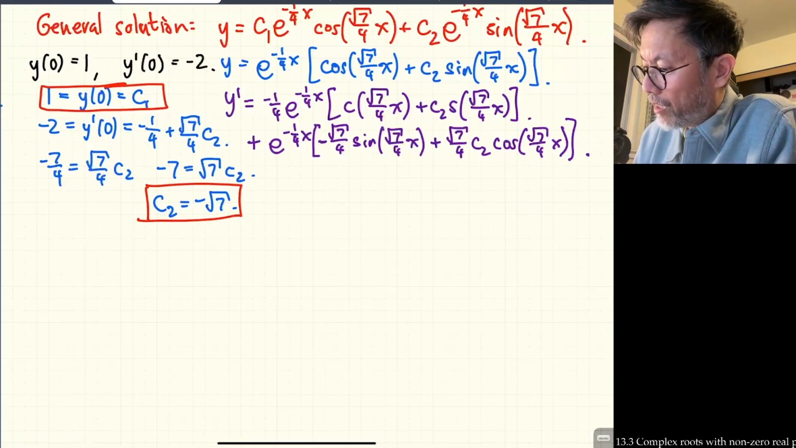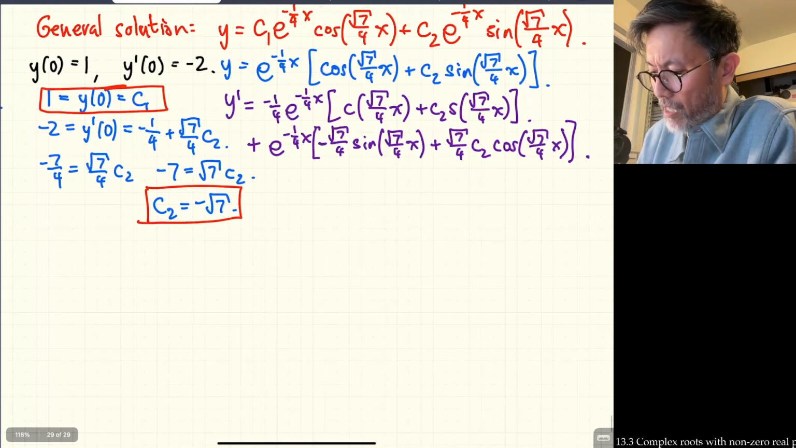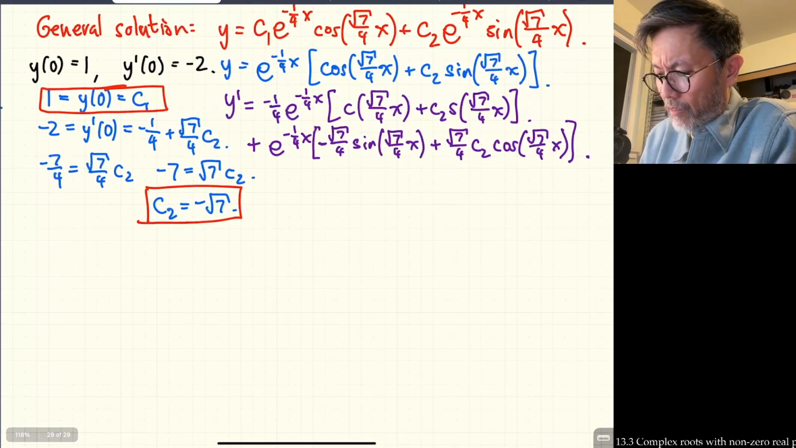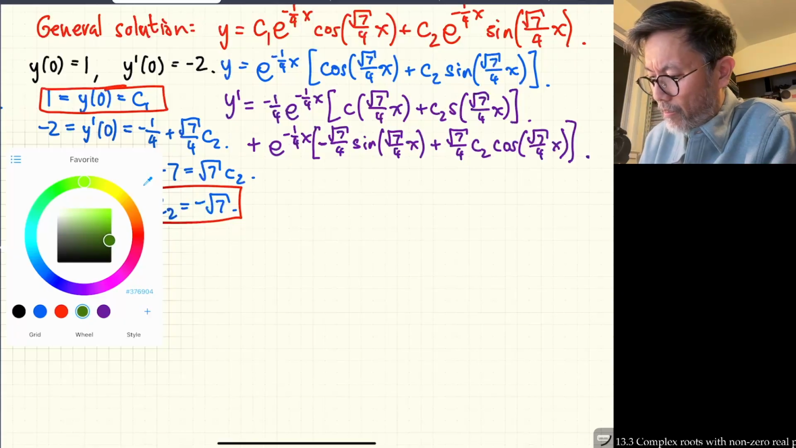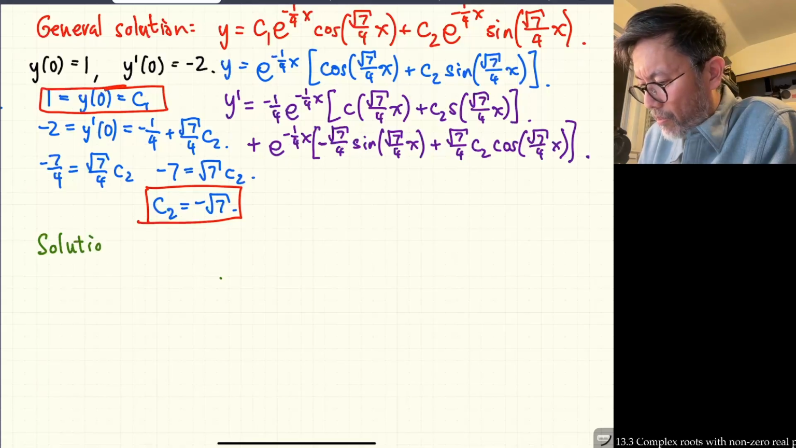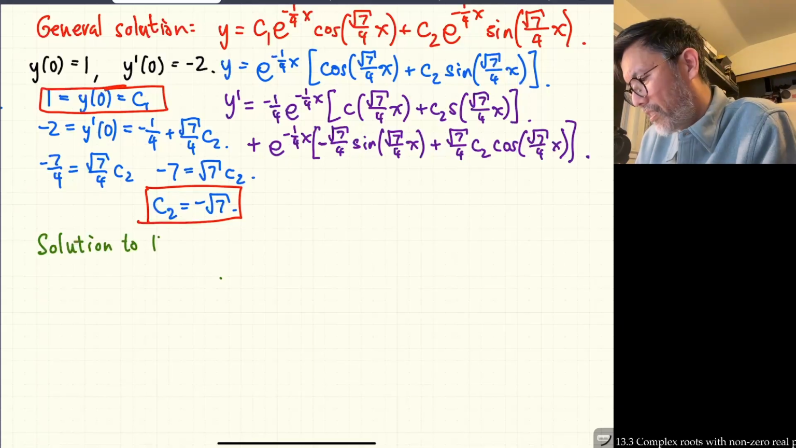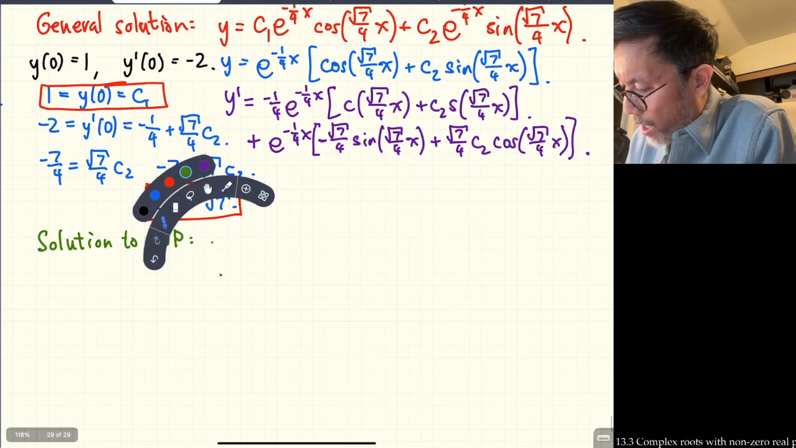I'll do this in, what's a good color? How about green? I need a darker green, don't I? Hold on. Can I get a darker green going? Maybe this one? It's easier to read a darker green, right?